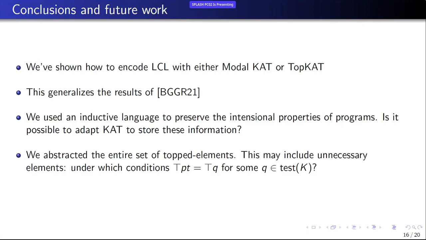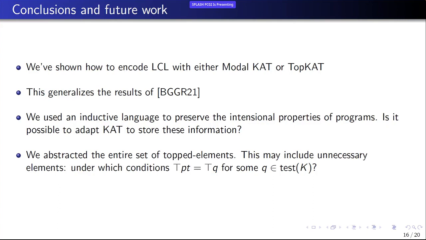For example, in the relational model, those properties are not preserved. And so we had to use an inductive language to perform the abstract interpretation. But this is not very natural in the context of KAT. And a follow-up for this work will be to consider some conditions and to more formalize what we mean by intensional properties, and to study a possible variant of KAT in which those properties are preserved.